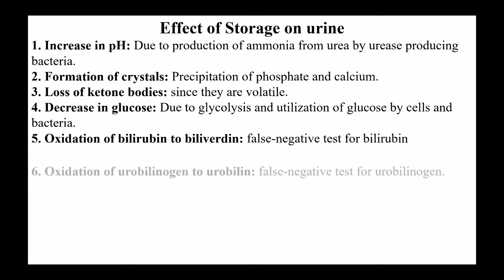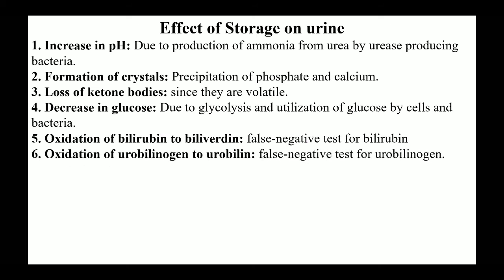Now the sixth point, again the oxidation of urobilinogen to urobilin. So suppose one physician wants to test this urobilinogen in urine, but we are delaying the procedure. So what will happen? The urobilinogen will be oxidized to form urobilin, and ultimately we will get a false negative result for urobilinogen. Now the seventh point, that is the bacterial proliferation. Definitely if we are delaying the procedure for a very long period, the bacteria will proliferate.